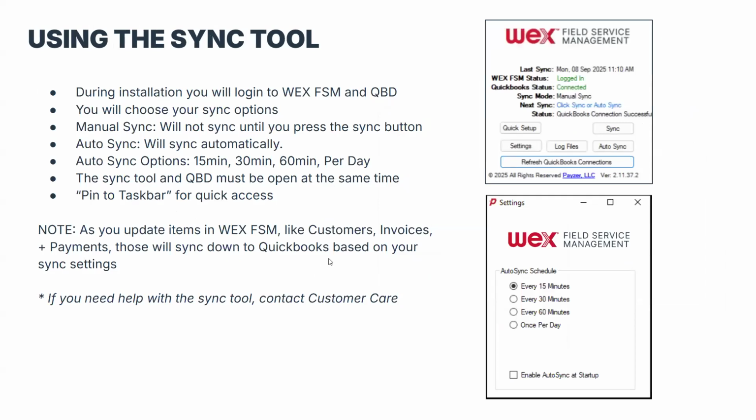Once you have the tool downloaded, it will look something like this. You will be able to set your sync statuses to every 15 minutes, every 30 minutes, every 60 minutes, or once per day. And then once you have made the switch, the sync is turned on, it will just sync automatically to the auto sync that you set. A benefit of the sync tool is that you can manually sync. So if you wanted to turn auto sync off and just sync manually whenever you want, you can do that. You will just turn auto sync off and use the sync button only.